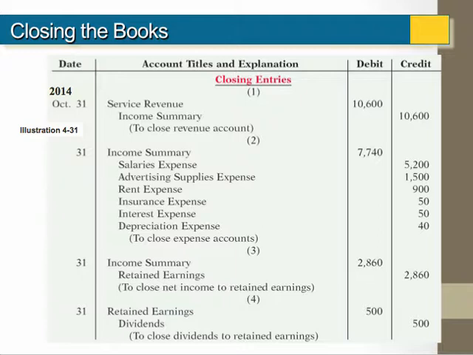So this is what the journal entries might look like for Sierra Corporation.